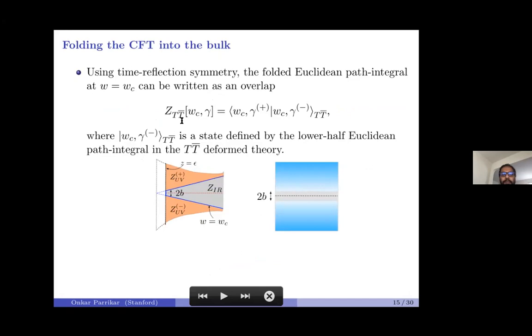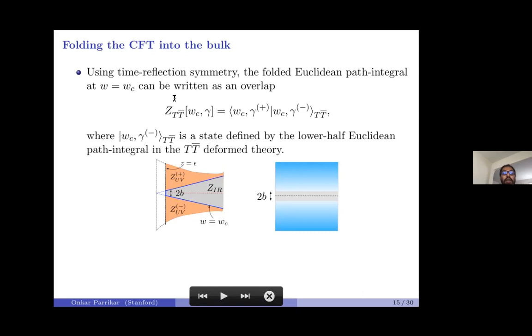So using that time reflection symmetry, we can take this effective field theory, or the partition function of the effective field theory, which lives on this folded slice, which I'm going to denote as Z sub T-Tbar with these two parameters. The parameters are how far we flowed into the bulk, this W coordinate, and the background metric gamma. That is the hyperbolic metric that we just discussed a little bit ago, which is the induced metric on the folded slice.